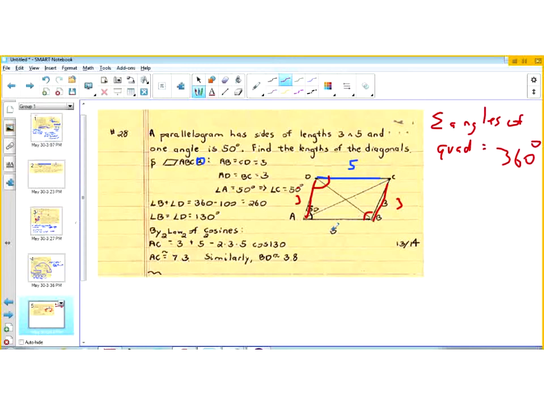And then you'll turn around and use the law of cosines again to find the length of DB, which you'll discover to be 3.8. Okay, so use the law of cosines to find the lengths of the diagonals of a parallelogram. Again, there will probably be a WebAssign question regarding that.